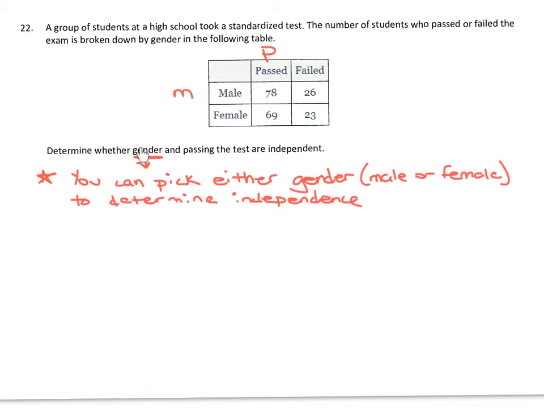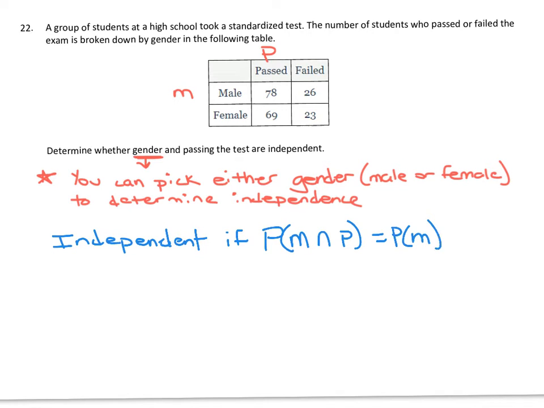Okay, so if they're not specific with gender, you can pick either gender, male or female. That's up to you. So I decided to pick male. So let's just use our rule for independence. So we know that gender and passing a test are independent if the probability of, I'm going to use M for male, and P for passing the test, is equal to the probability of male times the probability of passing.